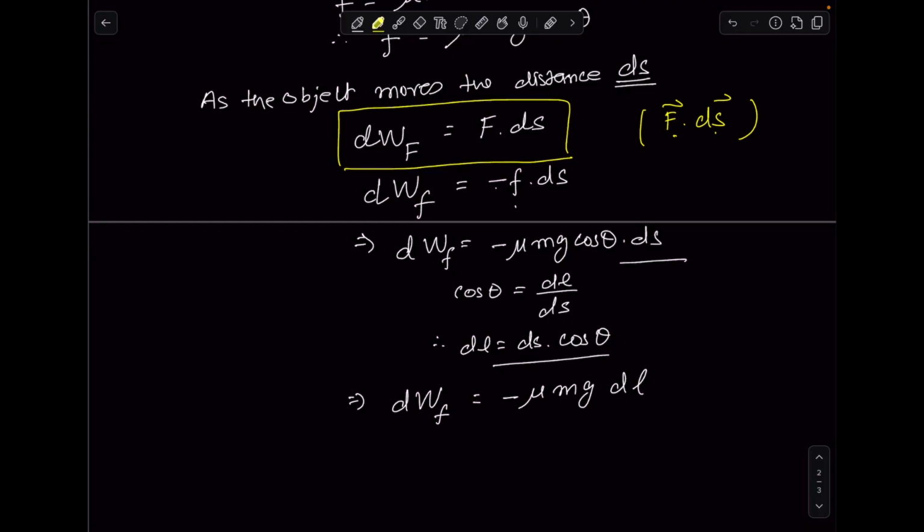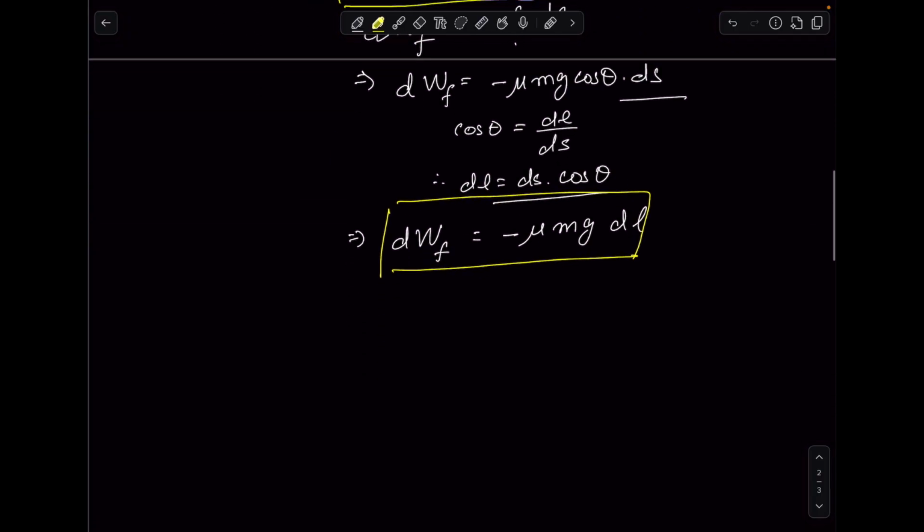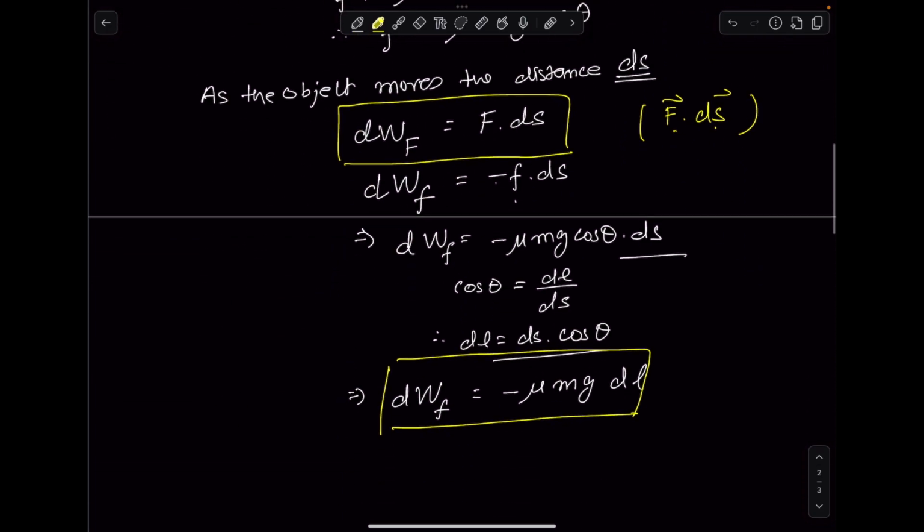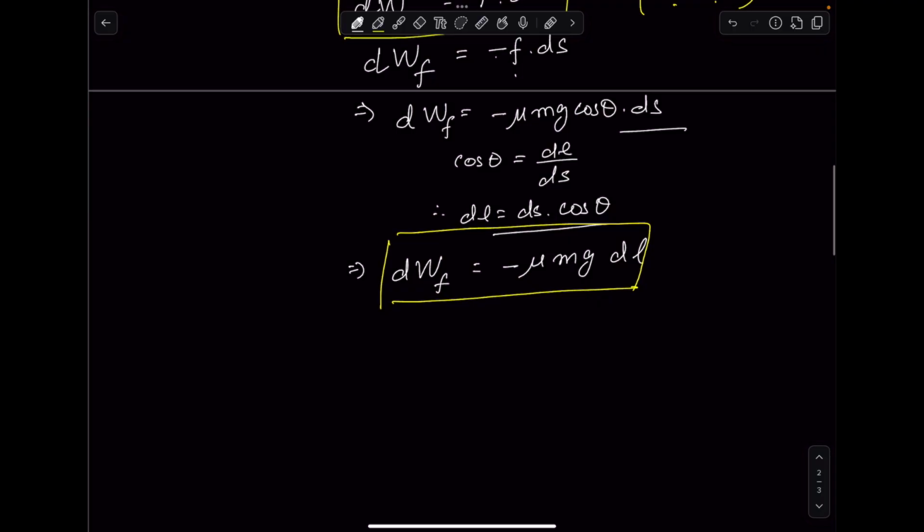The small work done by force capital F, the small work done by force small f, which is friction. So what are the other forces? There is normal reaction. So the small work done by normal reaction is 0 because the normal reaction and the displacement are at 90 degrees to each other, so the dot product is going to be 0.